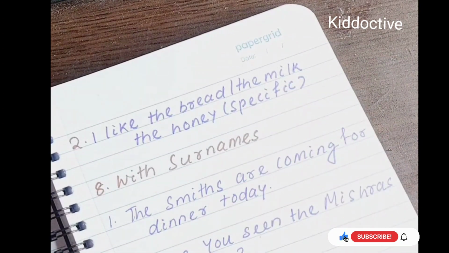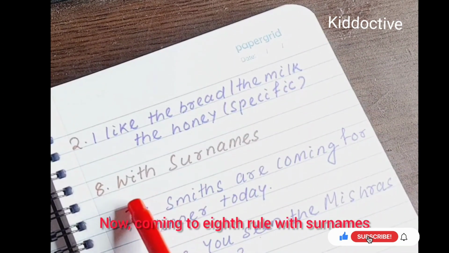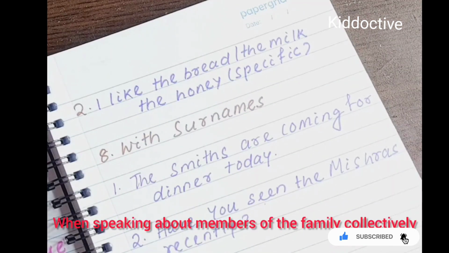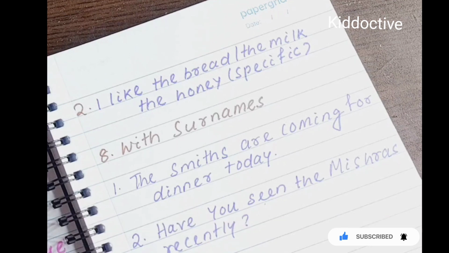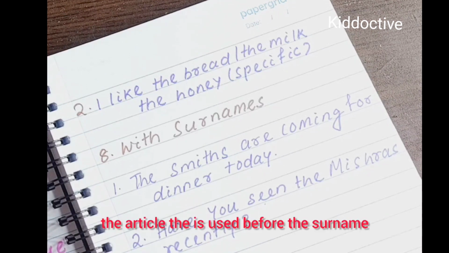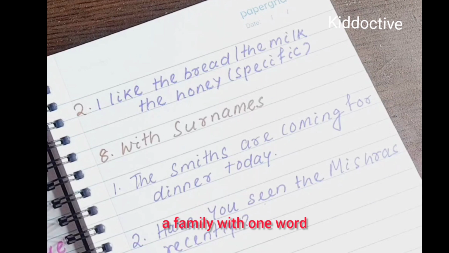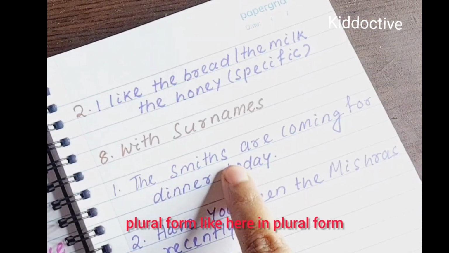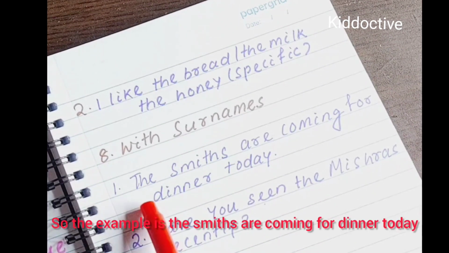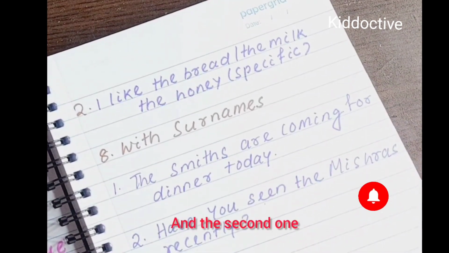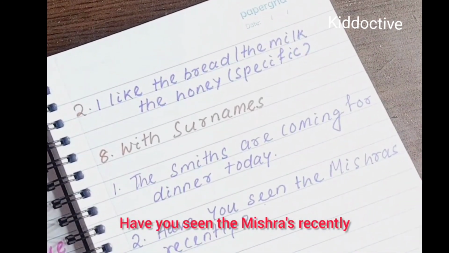So the specific one. Now coming to the eighth rule, with surnames. When speaking about members of a family collectively, the article the is used before the surname. In this way, you designate a group, that is a family, with one word. The surname must be in plural form. So the example is: The Smiths are coming for dinner today. And the second one: Have you seen the Misras recently?